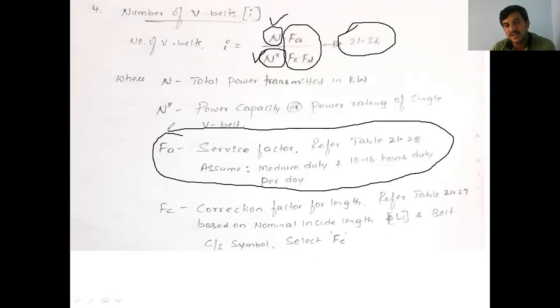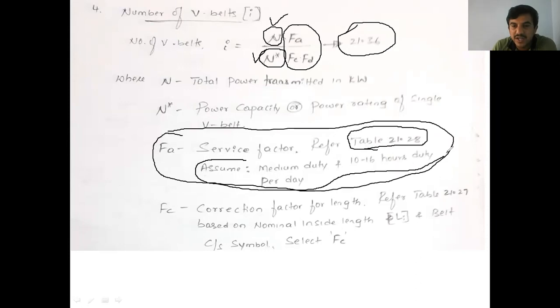FA is the service factor. How do you know the service factor? By referring to table number 21.28, based on the type of driver and driven machines, the type of duty, whether light, medium or heavy duty, and the hours in which power transmission takes place from the driver to the driven pulley. Suppose this data is not given, then we assume medium duty with power transmission of 10 to 16 hours per day. You should assume this value, then you get the FA value.